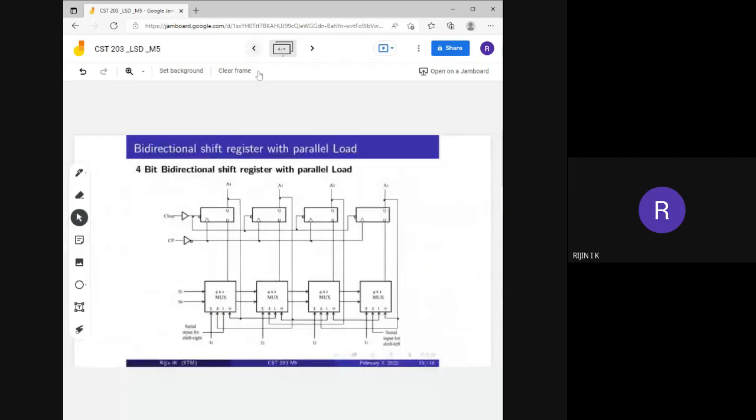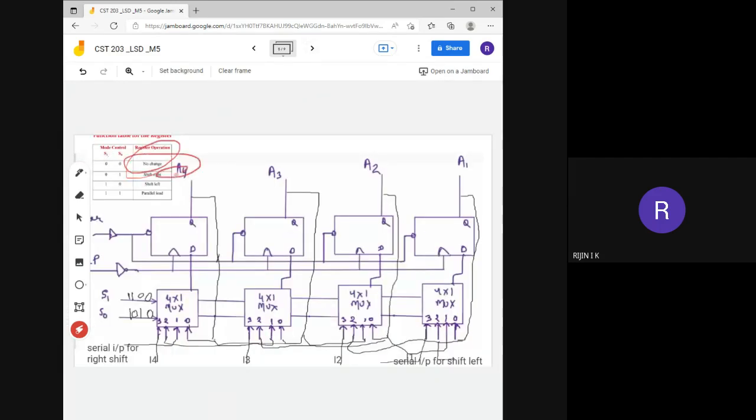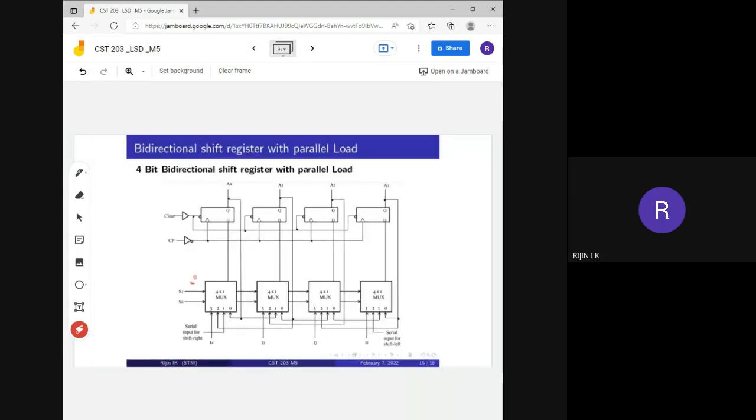This circuit തന്നെയാണ് ഞാൻ ഇവിടെ വരച്ചിരിക്കുന്നത്. Okay, that means we have used 4 multiplexers, that based on the values of these control words, will perform no change operation or shift right or shift left or parallel load operations. Okay, if it is 0 0, then it will select the 0th line. So the 0th line means that is connected from A4.